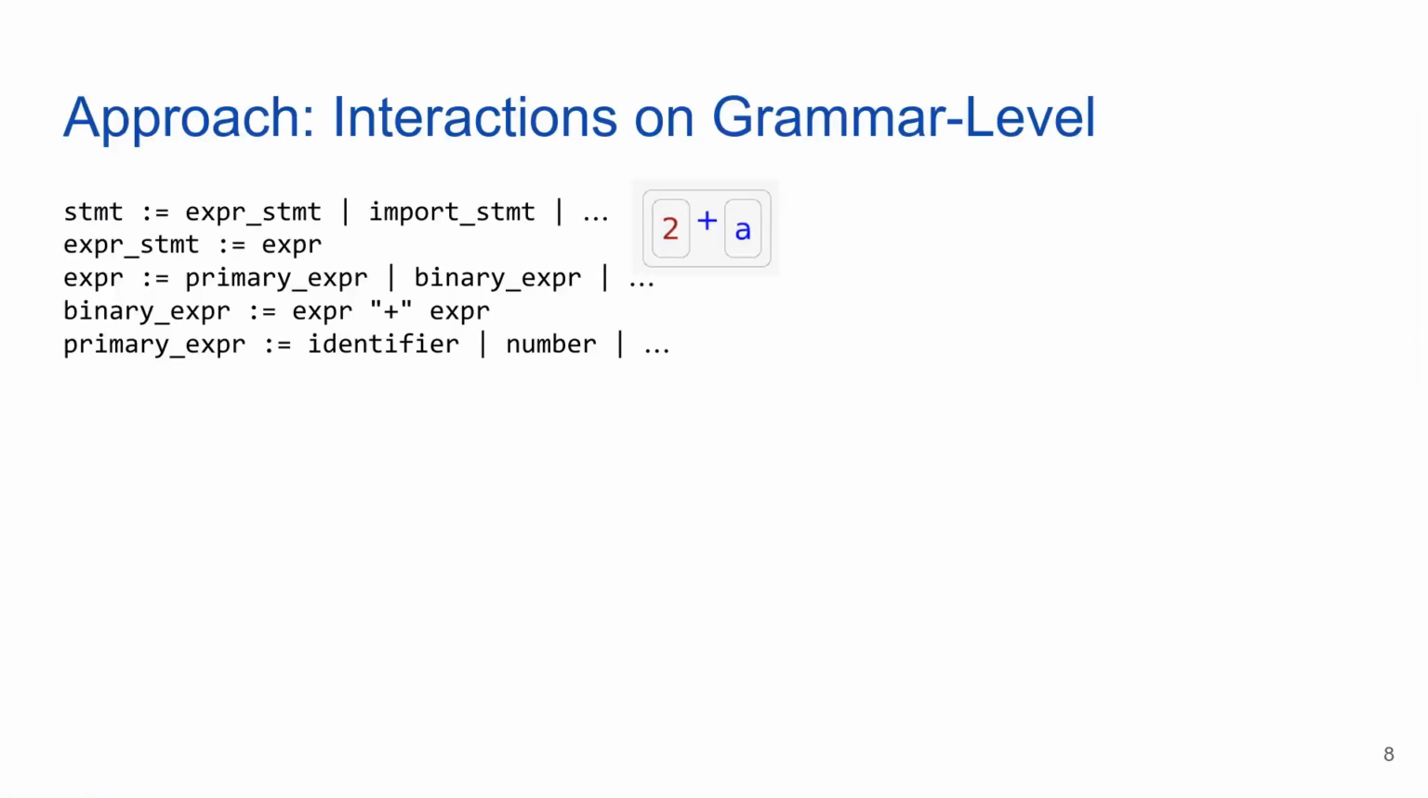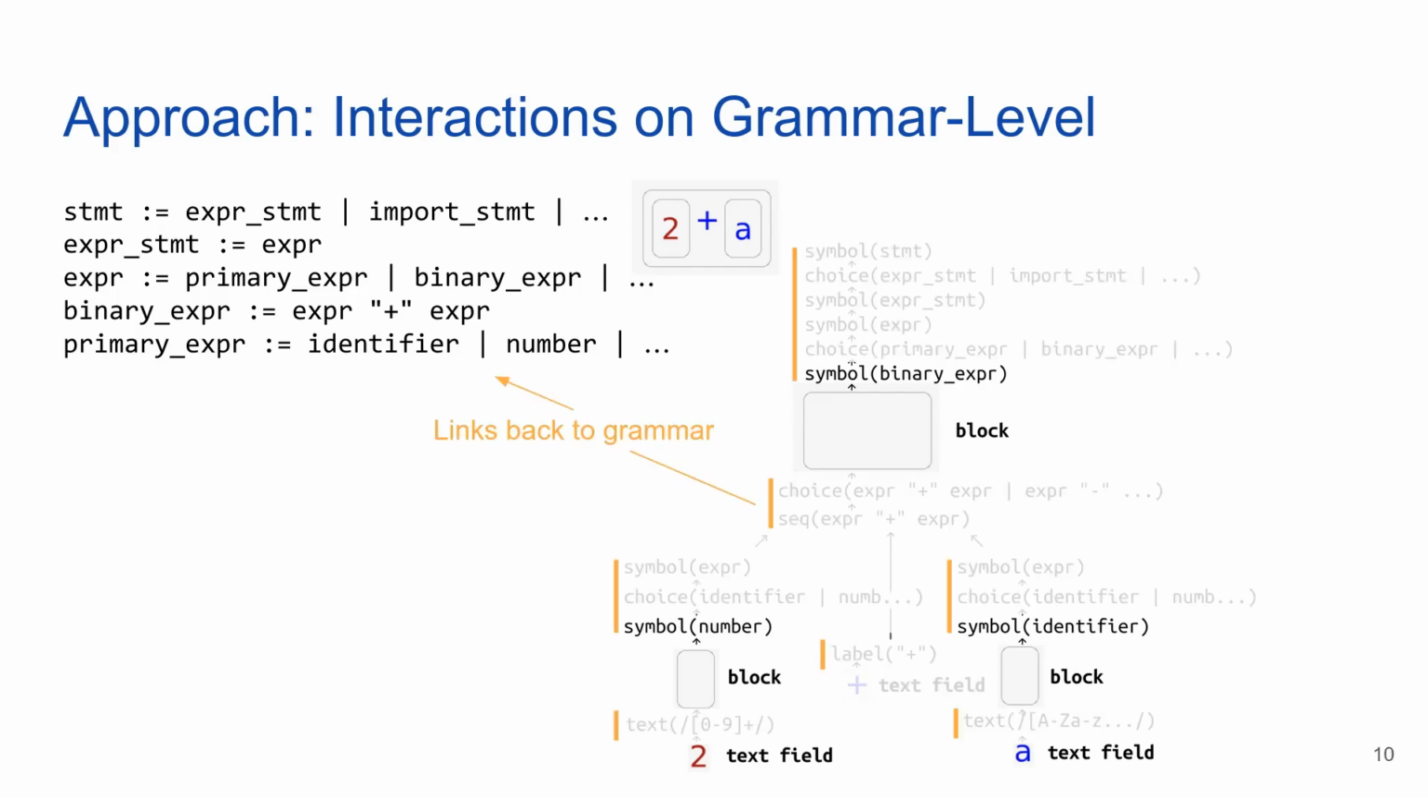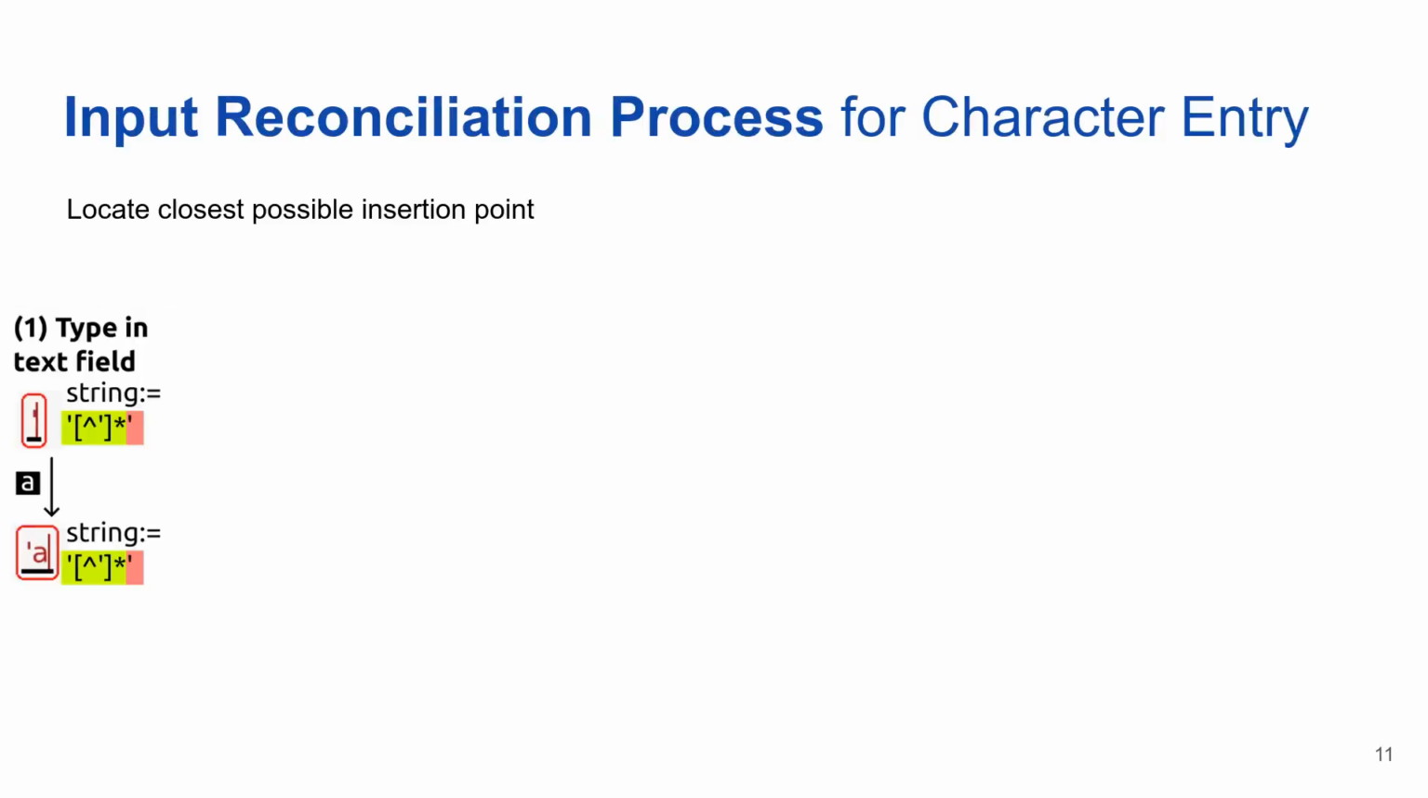So how does this work? We have here an excerpt from the JavaScript grammar and the 2 plus the identifier a as an example here. If we take this apart, we can see that it consists of a set of blocks as well as text fields, corresponding roughly to the terminals and non-terminals in the grammar. But in addition to just this information, we also store pointers back to the original grammar that inform each individual block how edits can occur and what sort of valid edits are possible in its context. This is then realized in this input reconciliation process.